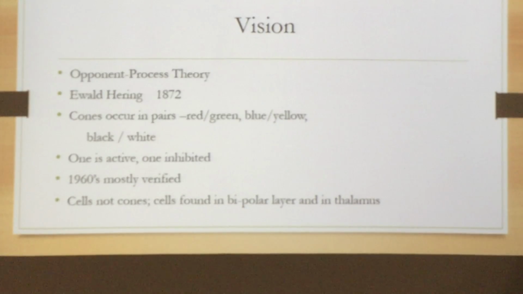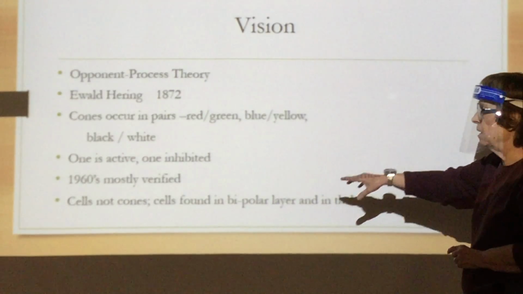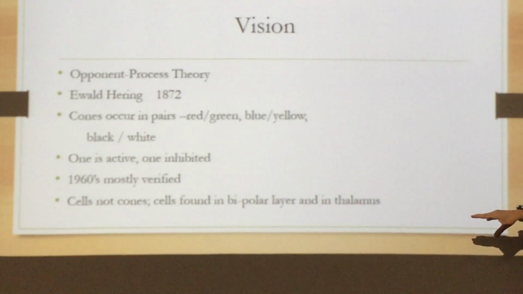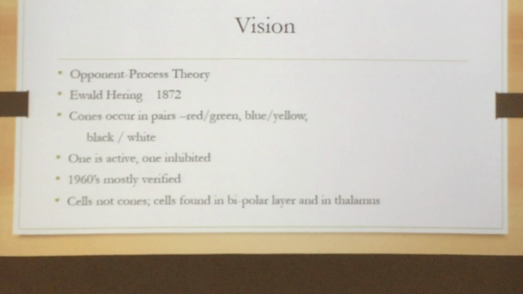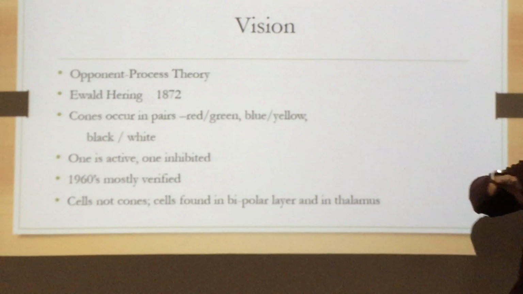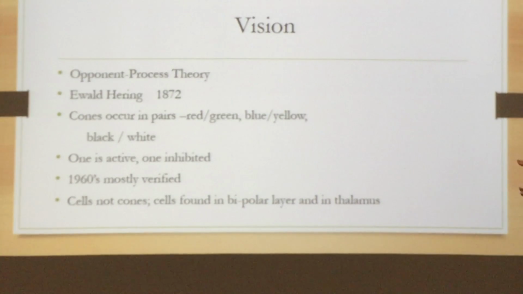In the 1960s, technology caught up with the human mind. Again, the theory was verified, except, again, for one thing here. And that's that the cells, these visual cells, are not cones. They actually occur in the bipolar layer and in the thalamus. And so instead of these being visual cells that we would normally think of as being in the retina, they're in the bipolar layer and in the thalamus.